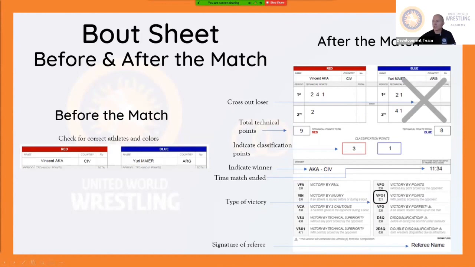So just making sure that you know which ones go where, and circling that correct one is important, because the technical points and classification points are all important when it comes to the placing of the wrestlers beyond 5th place. And lastly, make sure you sign the bout sheet. So at the bottom, put your signature when you get done. So again, just important, because these are just little things that help separate some of those good from the best.